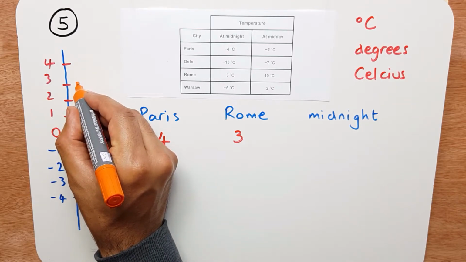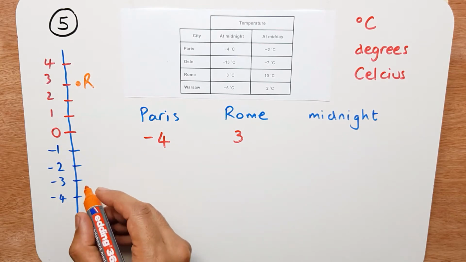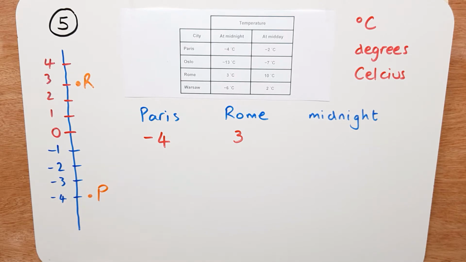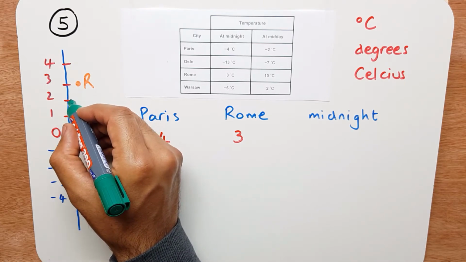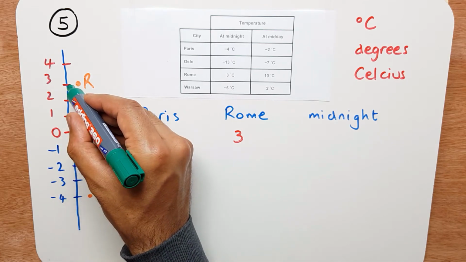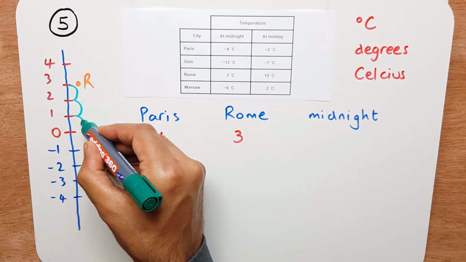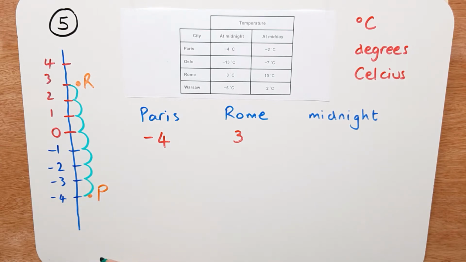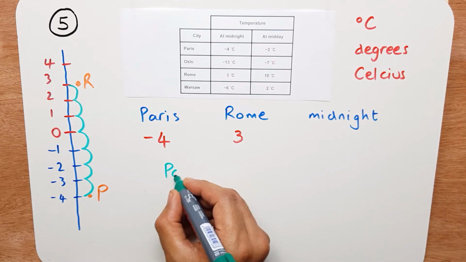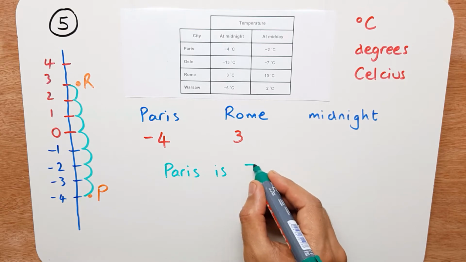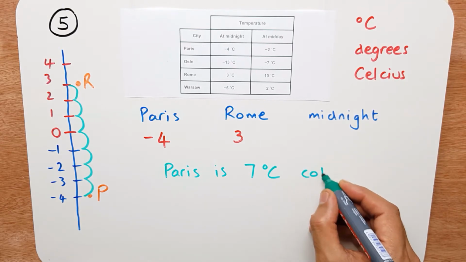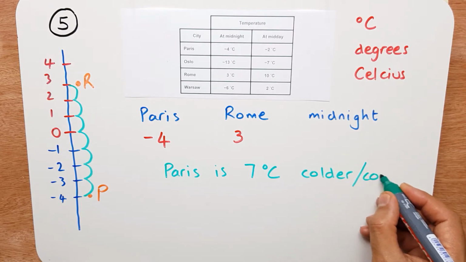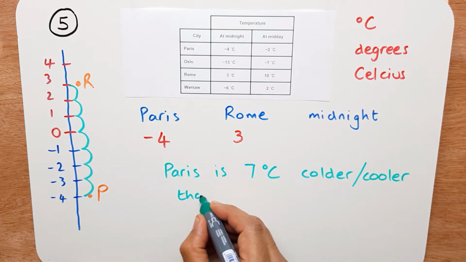And Rome is here, and Paris is here. So as you go down, it gets colder, and we want to know how much colder Paris is compared to Rome. So now the question is, how many jumps do we need to get to Paris? So let's count. 1, 2, 3, 4, 5, 6, 7. So the answer is Paris is 7 degrees Celsius colder or cooler than Rome.